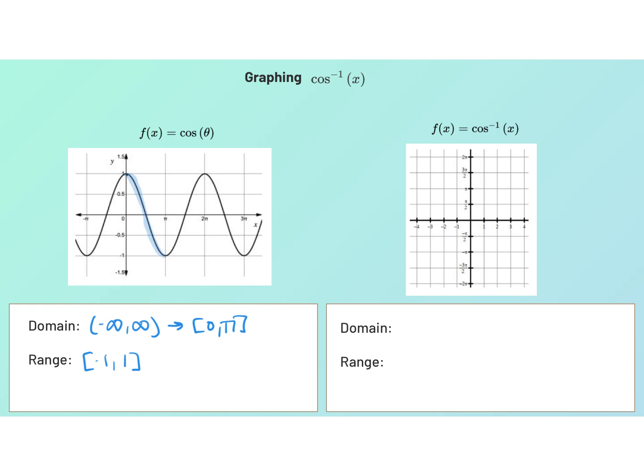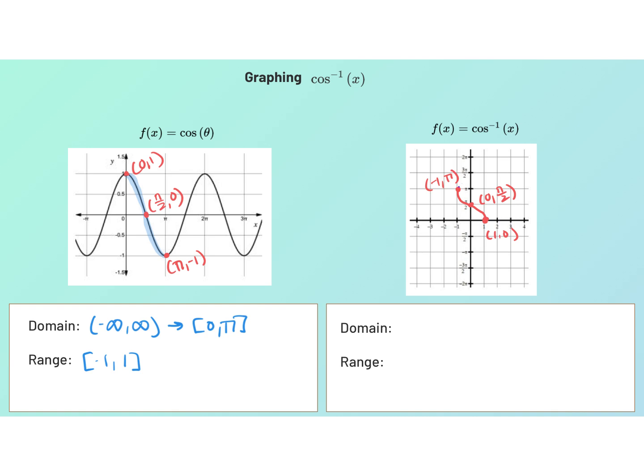So the ordered pairs that I'm going to use are (0, 1), (pi over 2, 0), and (pi, -1). On the inverse graph, we get (1, 0), (0, pi over 2), and then (-1, pi). Similar to the inverse sine, we're going to have a wave-like connection between these points, not a straight line.